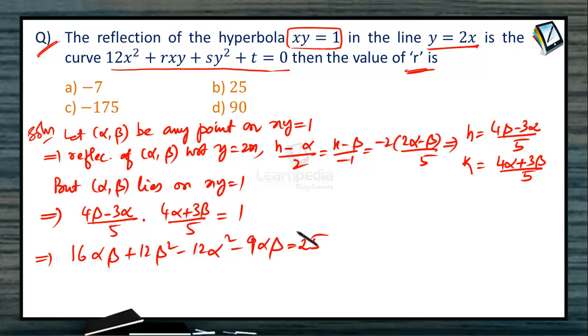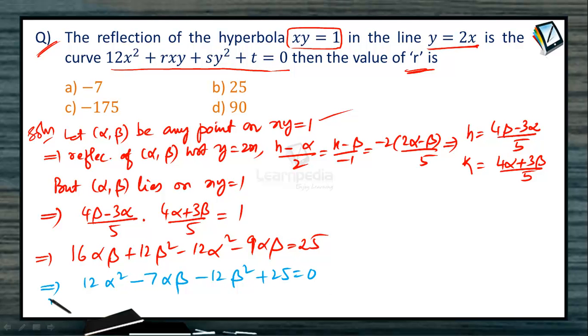In this you can substitute, since alpha comma beta is any point on xy equal to 1, alpha beta is equal to 1, that is from the definition. So therefore alpha beta is equal to 1, and 16 minus 9 is 7. So you will get the equation in the form of 12 into x square, that is, minus 12 alpha square plus 7 alpha beta plus 12 beta square minus 25 is equal to 0.